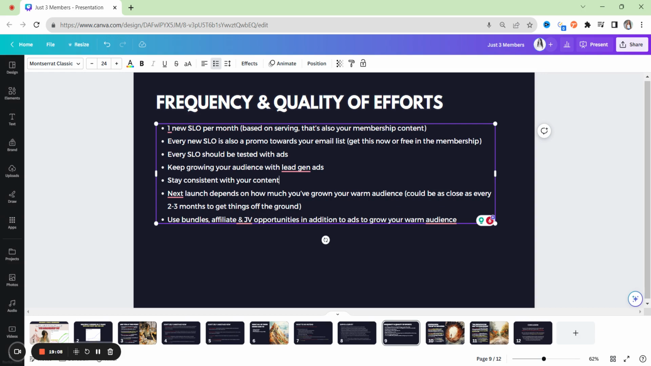Keep growing your audience with lead generation ads. Stay really, really consistent with your content. And when your next launch should happen depends on how much you've grown your warm audience, right? Growing your warm audience speaks to audience size and to quality of connection. And it could be as close as 2 to 3 months after the initial launch, right? So in the first year, you can definitely even launch every 2 to 3 months.